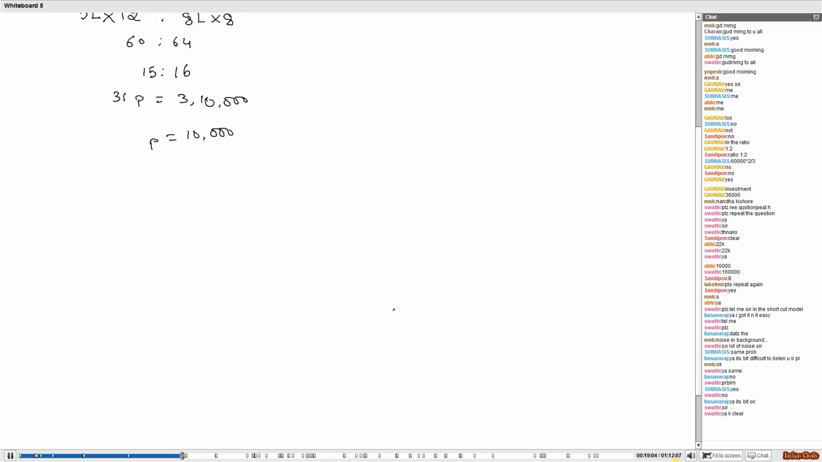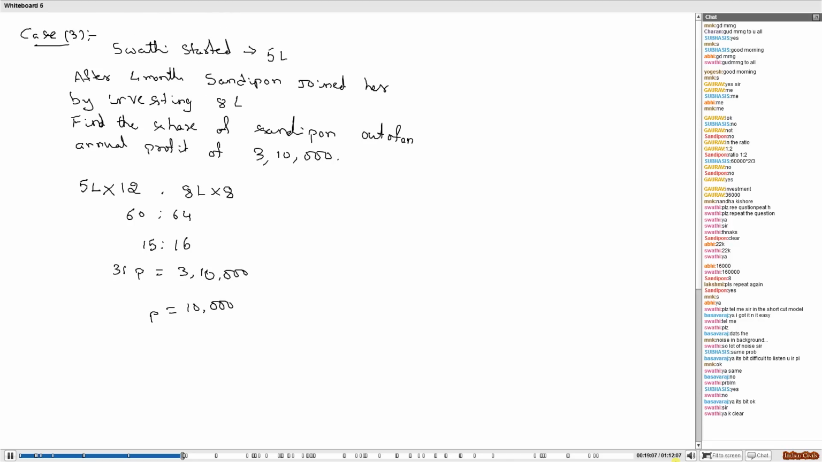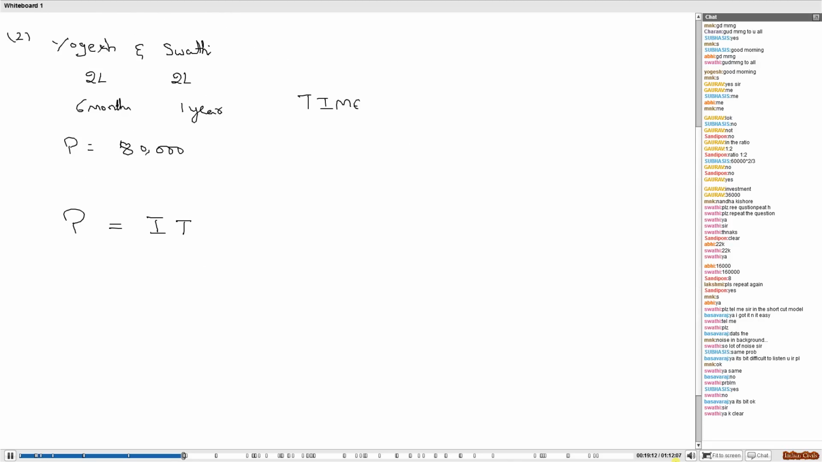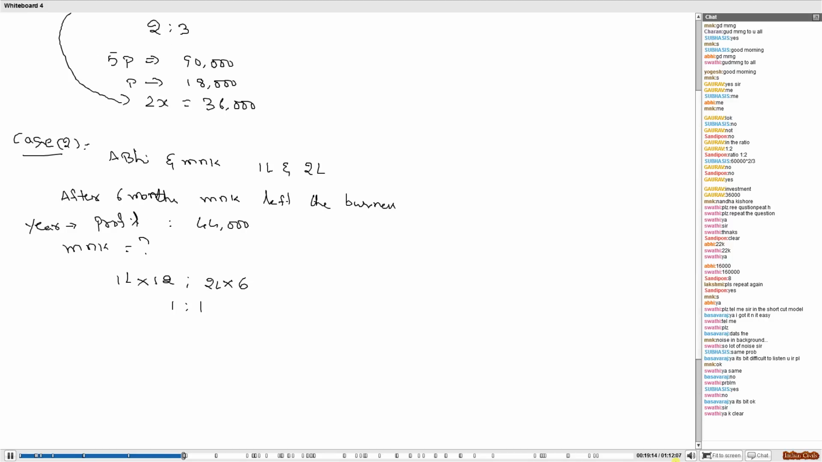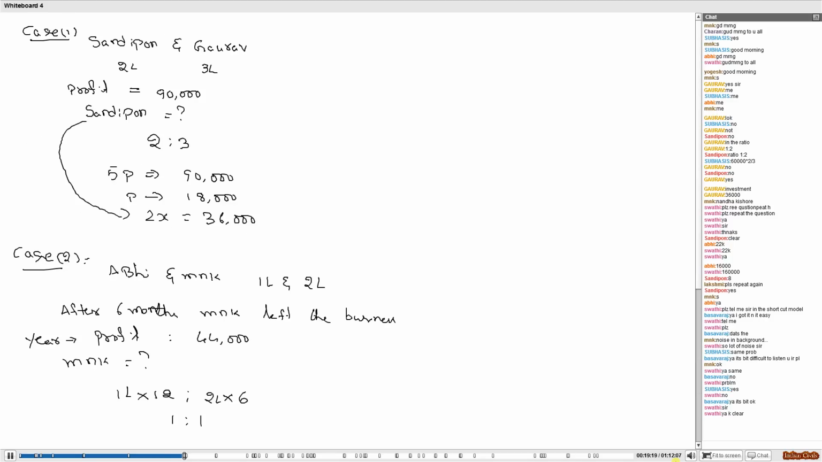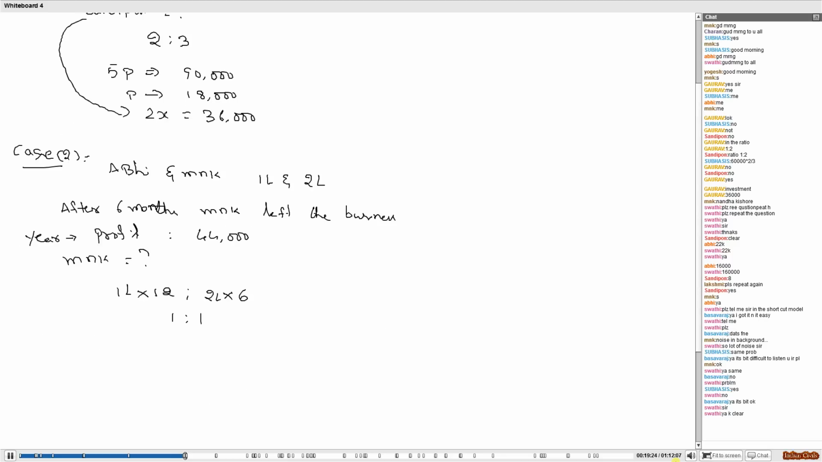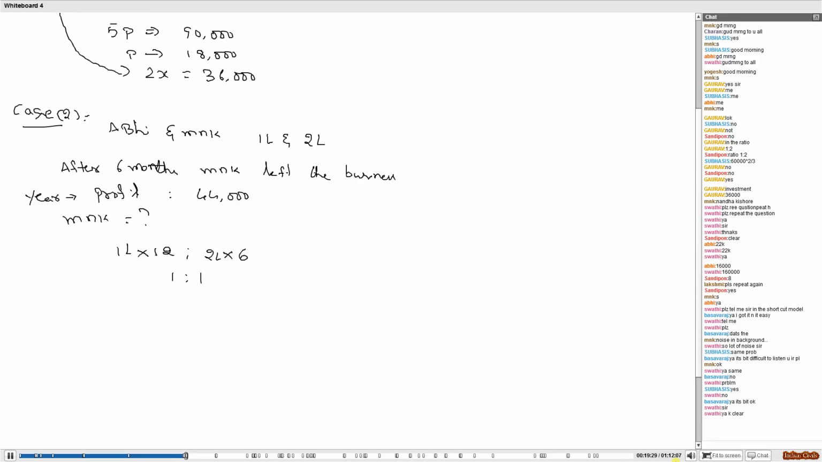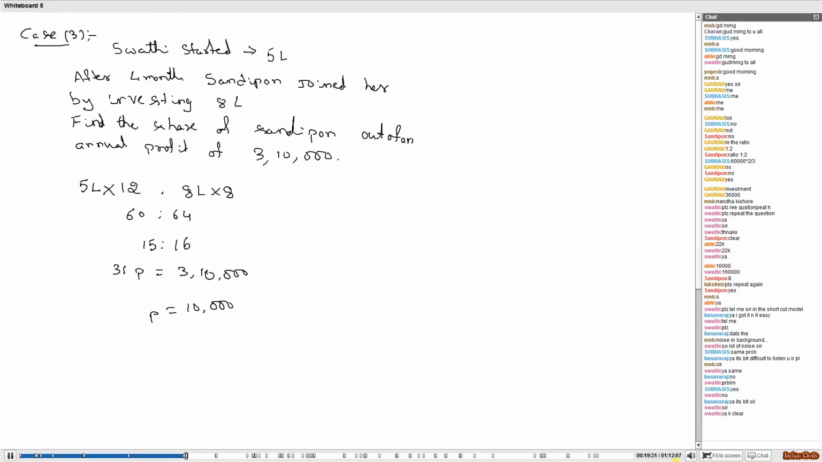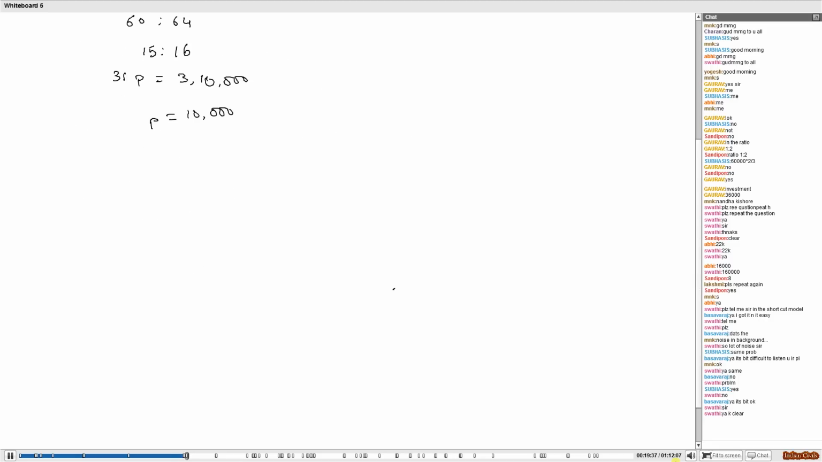Okay, so we discussed in partnership three different concepts. The first one, the profit will be distributed according to their investment and time period. The second, if the time period is constant, the profit will be distributed according to their investment. And the next one is when someone leaves the business after a certain period of time or joins the business after a certain period. And finally one more method is there.